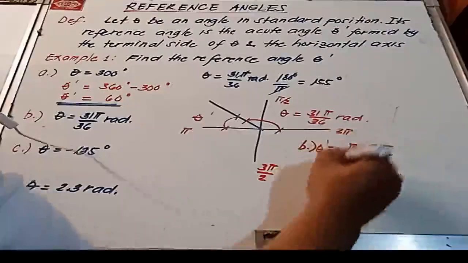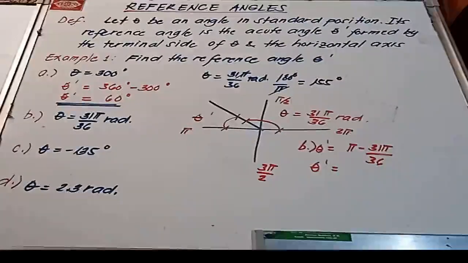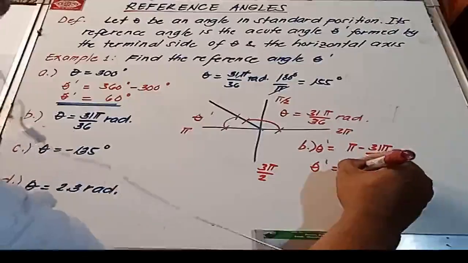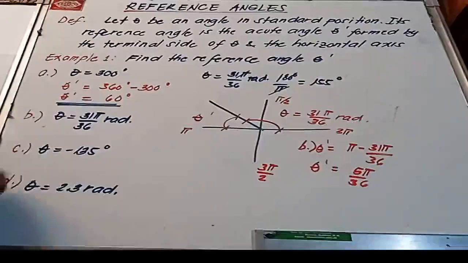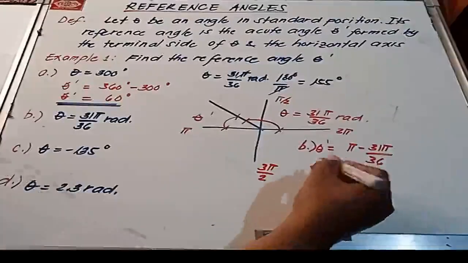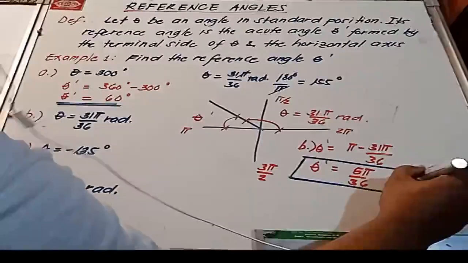Ito yung ating reference angle. So, ano yun? The 36 pi minus 31 is 5. So, 5 pi over 36. So, that is our reference angle for letter B. Okay, yan ang ating sagot natin.